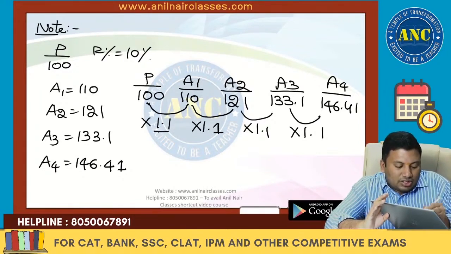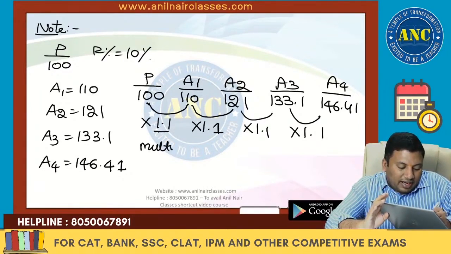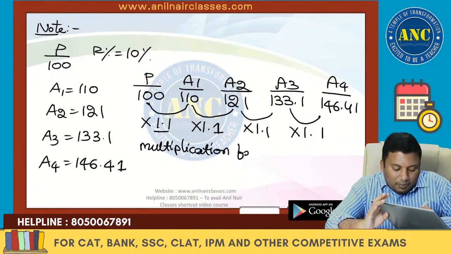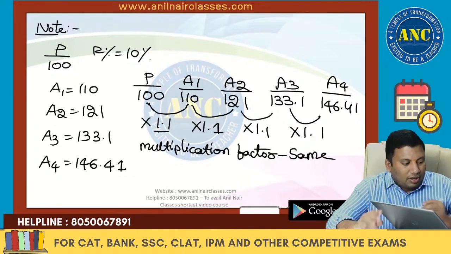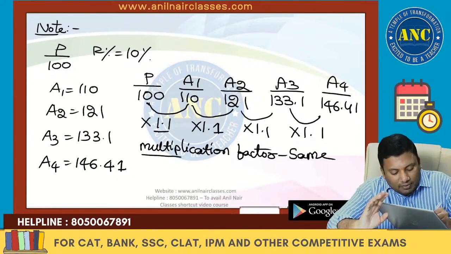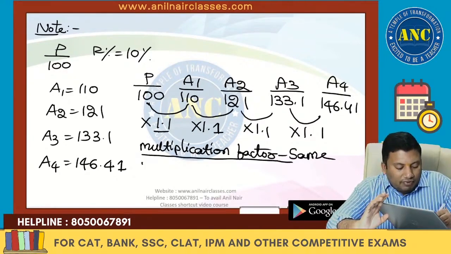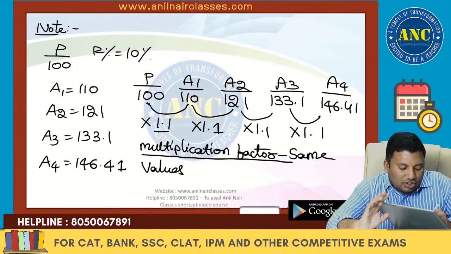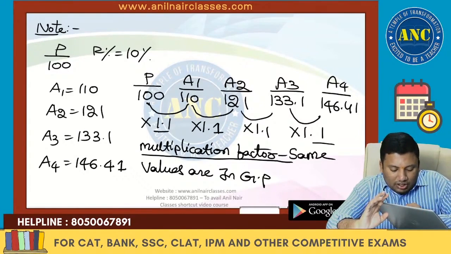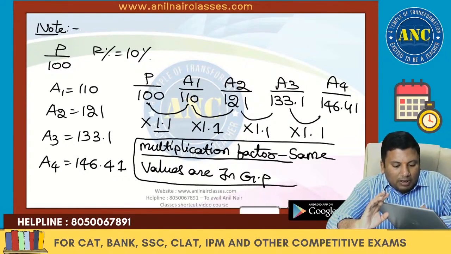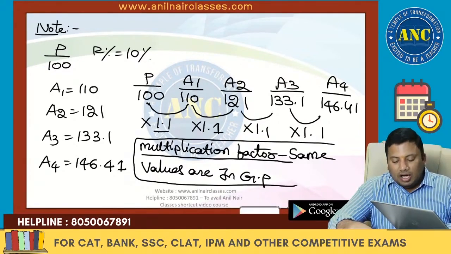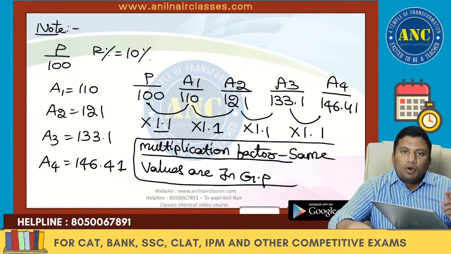That means if you see, the multiplication factor is the same. If the multiplication factor is the same in consecutive values, that means the values are in geometric progression. I hope it is clear.